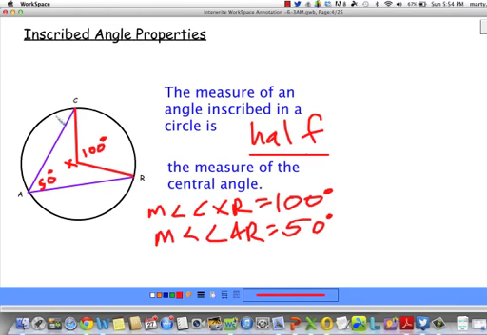Don't forget that the measure of the intercepted arc of a central angle is going to be the same as the central angle. So this arc CR is 100 degrees, which makes major arc CAR 260 degrees.